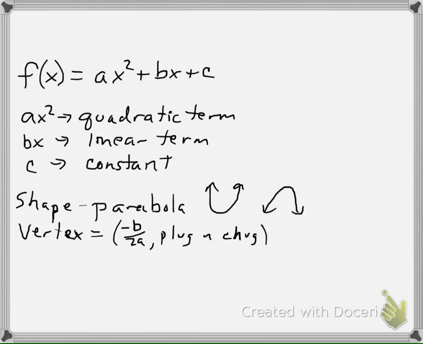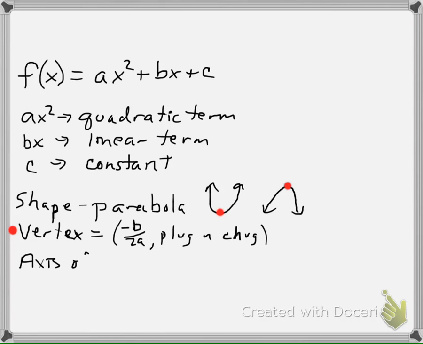That's our formula. It's painted on the wall over there, over Katie Kruger. Opposite of b over 2a, comma, plug and chug. That's how you find the vertex of a parabola when the equation is in standard form. And we'll practice that. Don't panic. Okay?